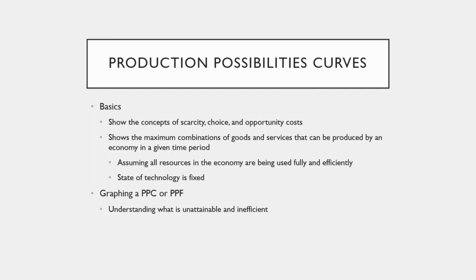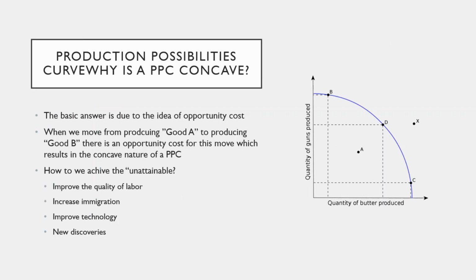And it allows us to understand what's unobtainable, what's inefficient, what's efficient, and how to get long-term growth. So here's a production possibilities curve right here. If you look right here, what this could show us is the difference between guns and butter. At point B, they are producing a lot of guns and very little butter. If they go from point B to point D, the opportunity cost is they're giving up making guns and they're making more butter instead. Everything has an opportunity cost.